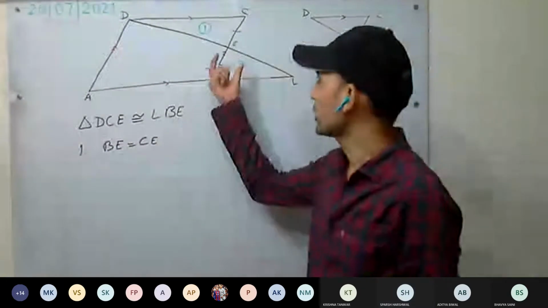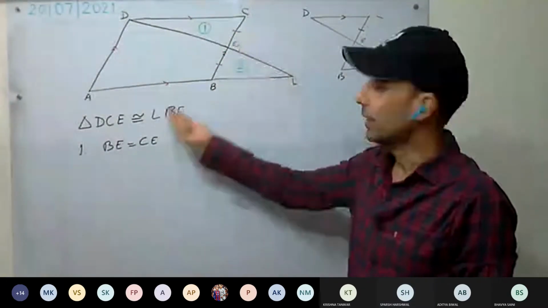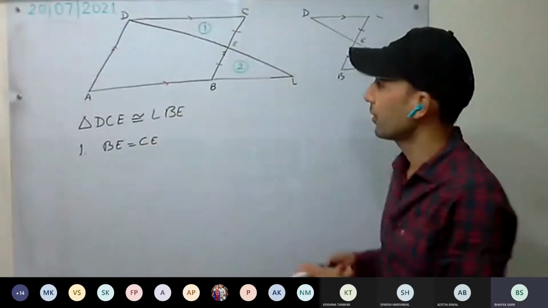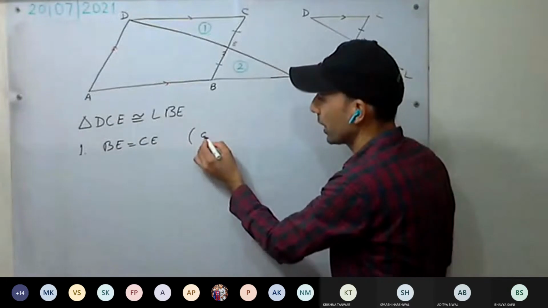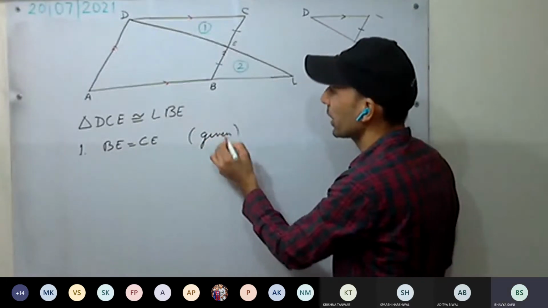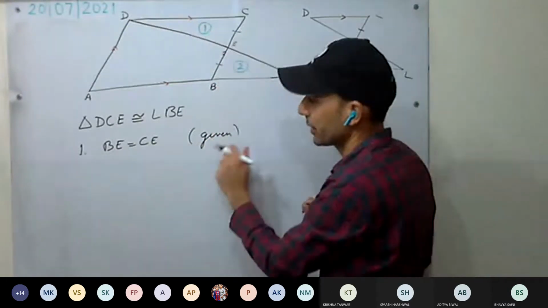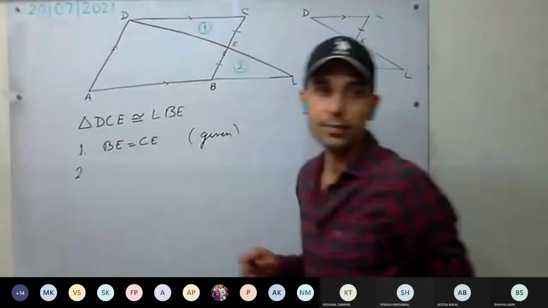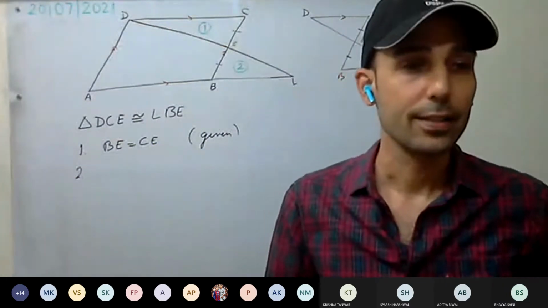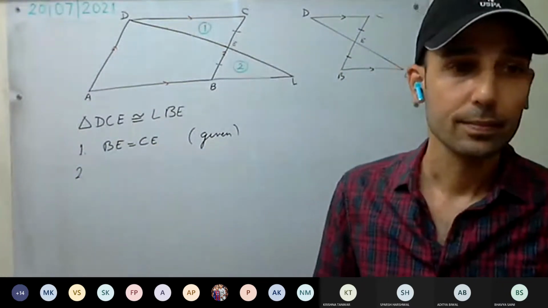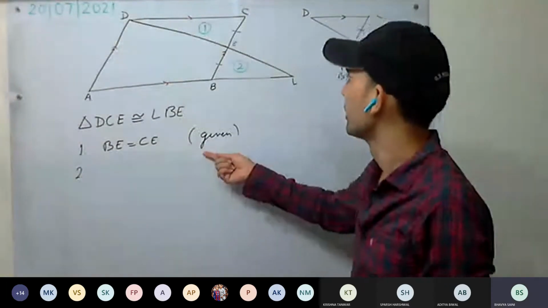So first is BE equal to CE. It is given, because E is the midpoint. You can write given or you can write E is the midpoint of BC, as the reason. Second one: DC is equal to BL.